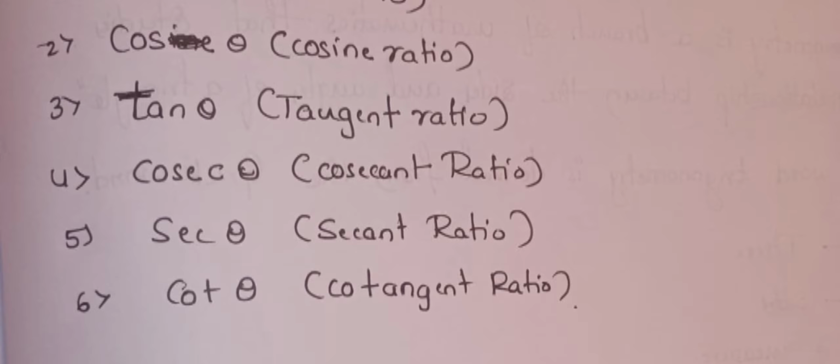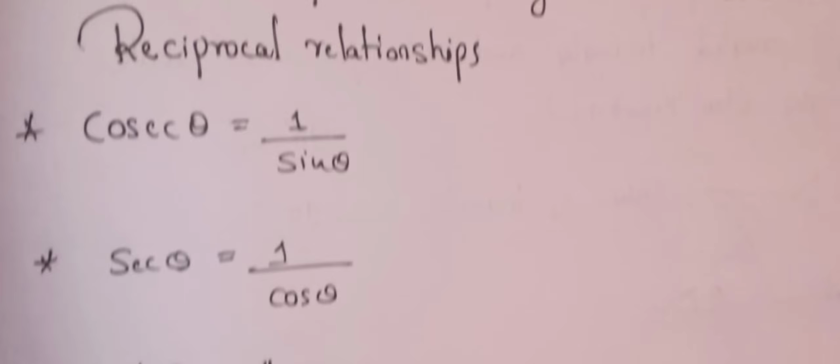trigonometric ratios. First one is sine theta, the sine ratio. Second is cos theta, the cosine ratio. Third is tan theta, the tangent ratio. Fourth is cosec theta, the cosecant ratio. Fifth is sec theta, the secant ratio. Sixth is cot theta, the cotangent ratio. We will discuss what sine theta, cos theta, tan theta, cosec theta, sec theta, and cot theta are. Now we'll discuss the relationship between the trigonometric ratios.